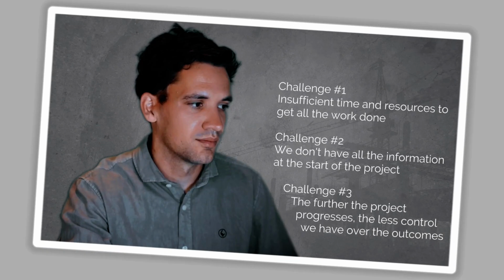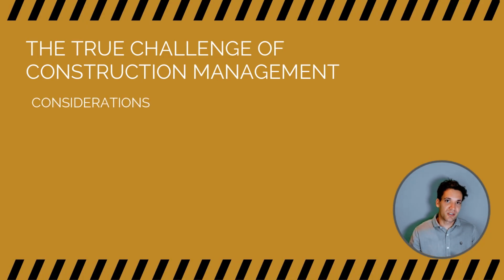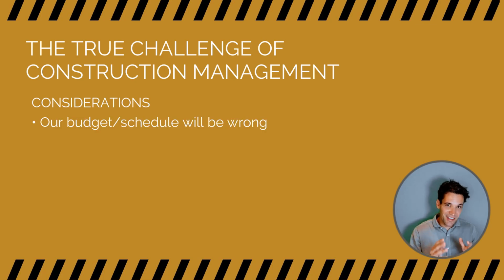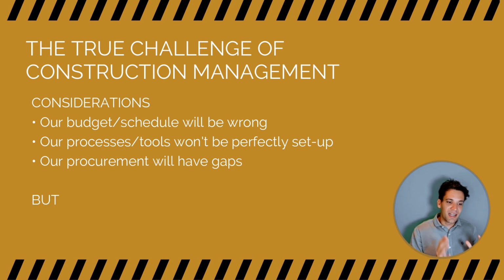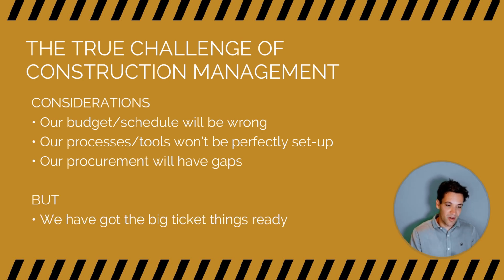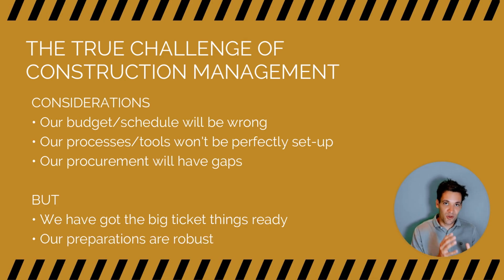Okay, remember at the start, I spoke about those 3 inherent challenges to construction management? Well, let's think about those considerations now. We know our budget and schedule will be wrong. We haven't had a team that's big enough to do everything in detail, and we don't have the exact information we need to perfectly plan and prepare. Our processes and our tools won't be perfectly set up, and our procurement will have gaps. But we need to have got the big ticket things correct and ready, and our preparations should be robust. So our preparations shouldn't be so detailed that they're impossible to change later on.